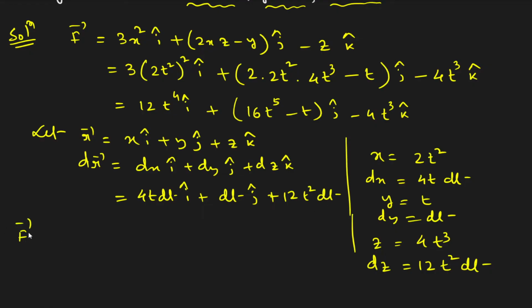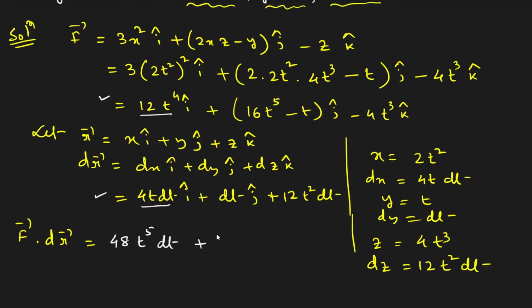Now we'll find f bar dot dr bar. So the value of f bar is this one and dr bar is this one. If we find the dot product, we have to multiply this and this, because i cap dot i cap is 1. So what we will get? 48t⁵ dt. Then the second one will remain the same because j cap dot j cap is 1.